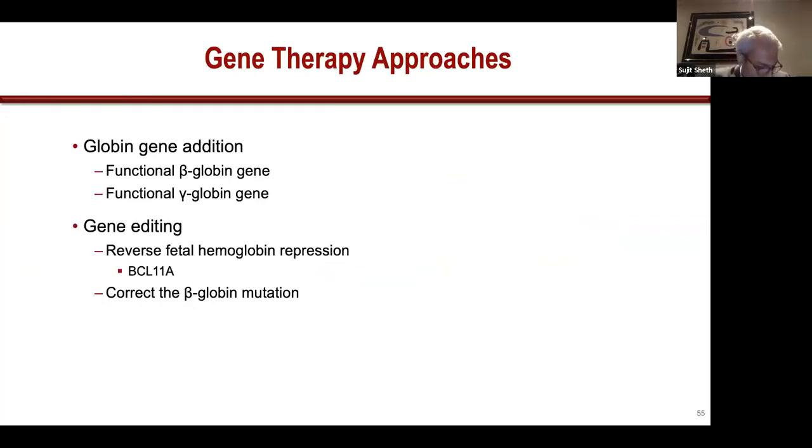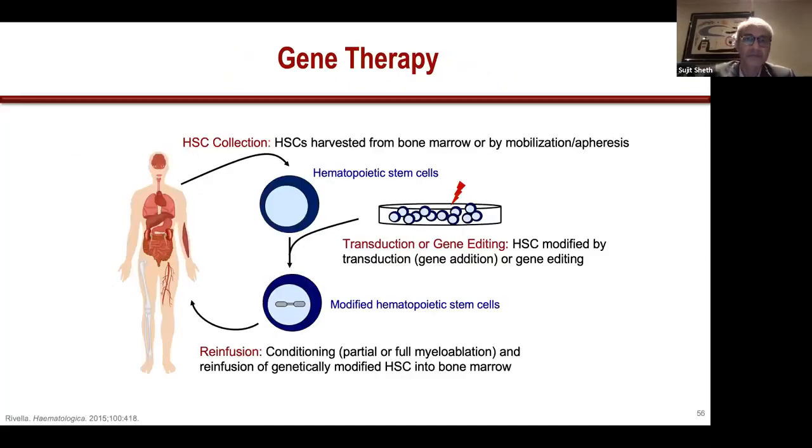But what we spent the last few minutes talking about is gene therapy. And there are different approaches. There's globin gene addition, where you can add a functional beta globin gene or add a functional gamma globin gene. And then there's gene editing, where you can reverse fetal hemoglobin repression by knocking out BCL11A, which is the gamma globin expression repressor. Or you can actually correct the beta globin gene mutation itself by this editing process.